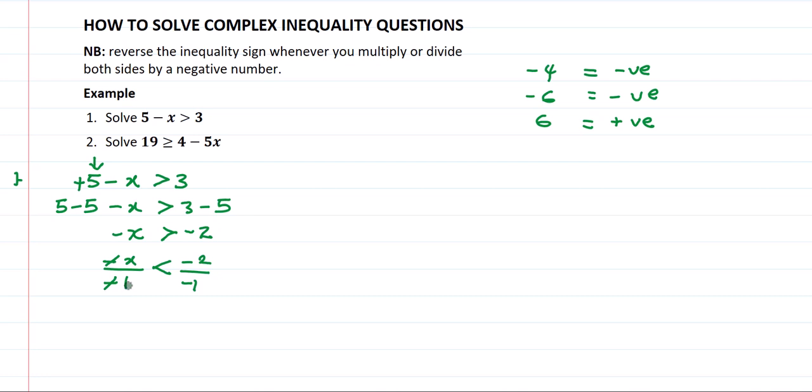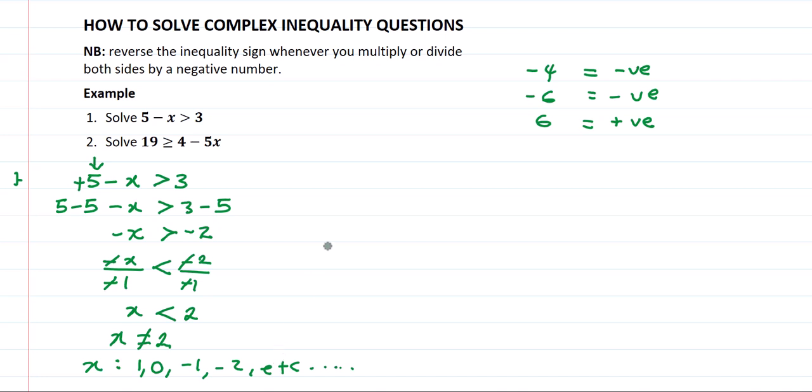The negatives cancel out, and x over 1 is x, so x is less than, the negatives cancel out, and then here we'll have 2. It simply means that x is not equal to 2, and you know that. So what are the possible values for x? We'll have 1, 0, -1, -2, and so on up to negative infinity. I hope this makes sense to you.